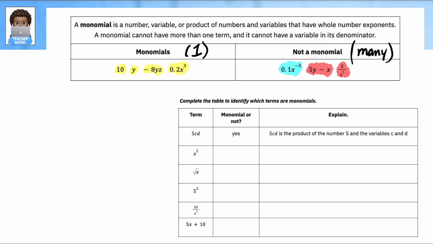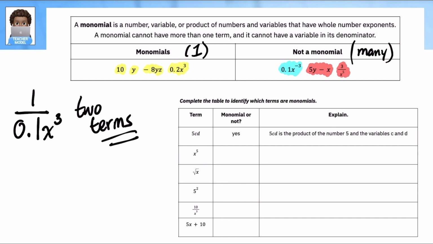Why? Because we know how to express negative exponents. When I have a -3, I now have 1 over 1/10 x to the 3rd power. So I'm using my negative exponent rule to change that. And now you can clearly see two terms. So this is sneaky. It is a sneaky binomial. It was just hiding there. Okay, so when you see a negative exponent, we know that it is not a monomial.